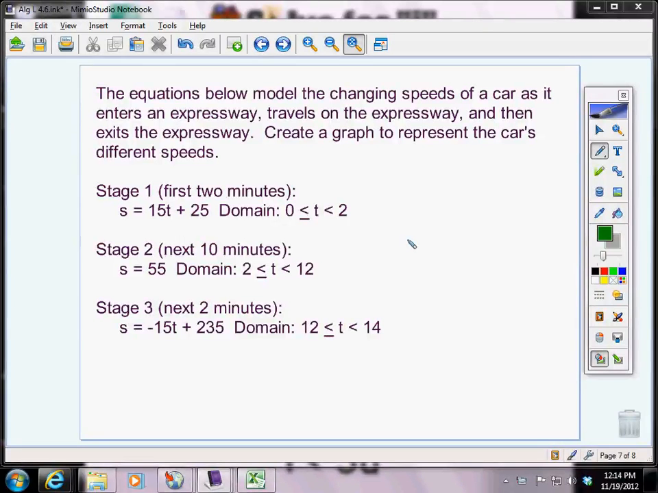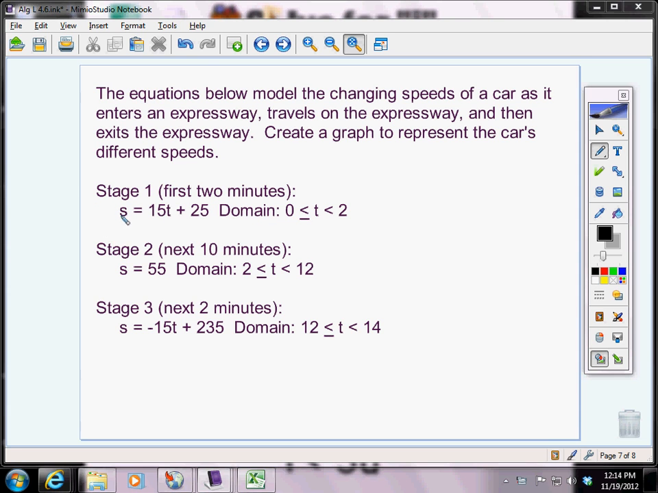Let's look at a real life example of how we can use the slope-intercept form to help us graph what happens in real life. If you look at this example here, it says the equations below model the changing speeds of a car as it enters an expressway, travels on the expressway, and then exits this expressway. And it wants us to create a graph to represent the car's different speeds.